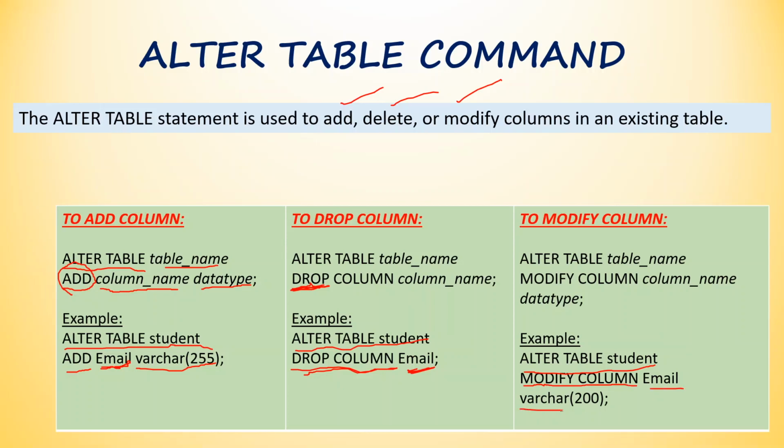Modify email, see here we are changing the size of the attribute. Email is your attribute, this is your data type, and this is the new size which you are assigning to the email. So we can alter the table in three ways. We can add a new column using the alter table add command. We can remove a column from the table by using the alter table drop column command, and we can modify an existing column. We can change its data type or its size by using the alter table modify column command. So this is all about the alter command.